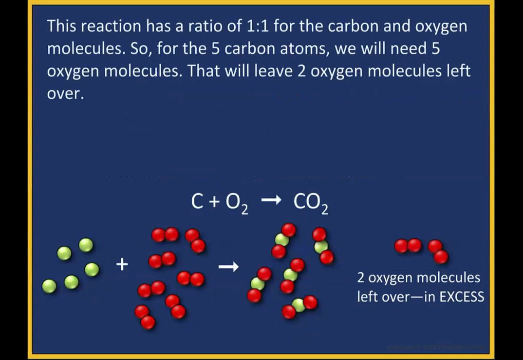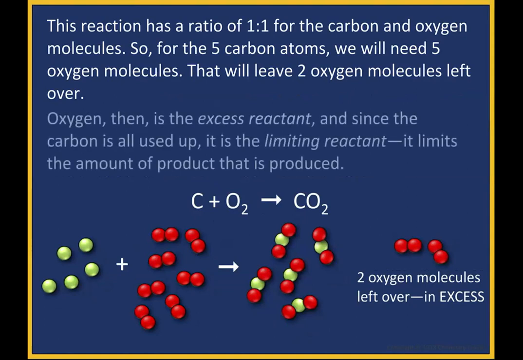Well, let's look at this first. This reaction has a ratio of 1 to 1 for the carbon and oxygen. The coefficients out in front are 1. Okay, so for the 5 carbon atoms, we need 5 oxygen molecules, and that will leave 2 oxygen molecules left over. Oxygen then is the excess reactant, and since the carbon is all used up, it is the limiting reactant. It limits the amount of product that is produced.